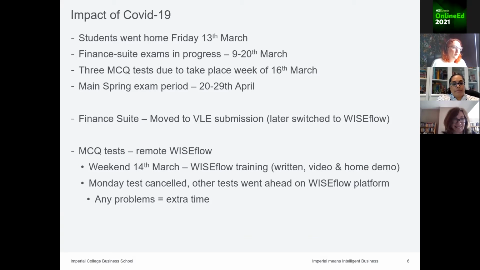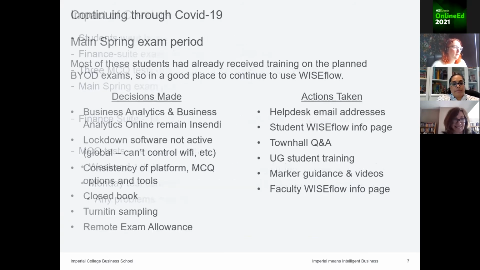So over the weekend of the 14th, we trained all those students, which was several hundred, I think, on how to use the platform using some written video and home demo resources. Cancelled the first test, and then the other two went ahead on Wiseflow with our backup being, if any problems came up, we could easily award extra time on the platform, and they went really, really well. I think they were some of the smoothest exams that took place, well, since we moved to Wiseflow, I suppose.